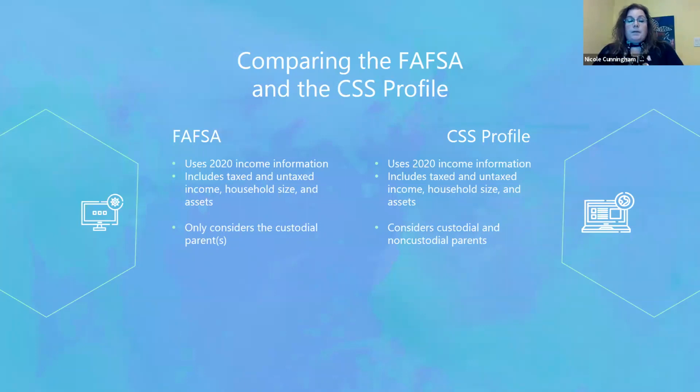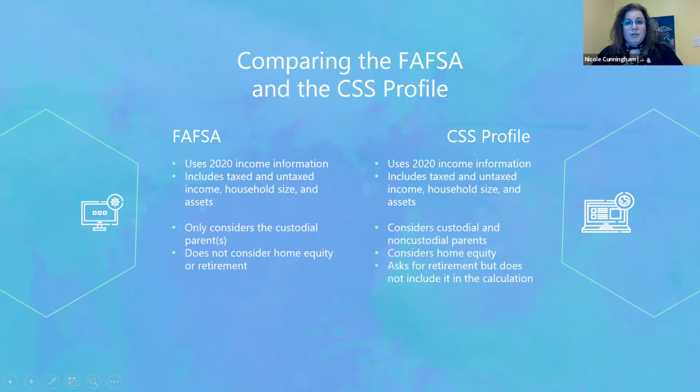So as the FAFSA instructions state, you would be filling out as a student your information with your parent that you live with more than 50% of the time. And the CSS profile is going to ask you to file information for both parents.